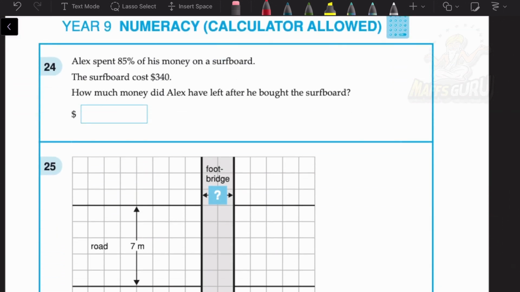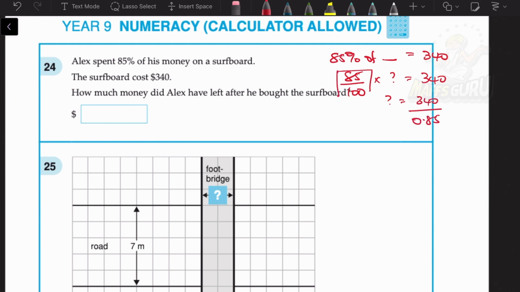Alex spends 85% of his money on a surfboard, and the surfboard cost $340. How much money did Alex have left after he... So the first thing we've got to work out: 85% of the money he started with was $340. So what I'm now going to do is I know that that is basically the same as 85 on 100 times, let's do question mark, is 340. So question mark is 340 divided by 0.85.